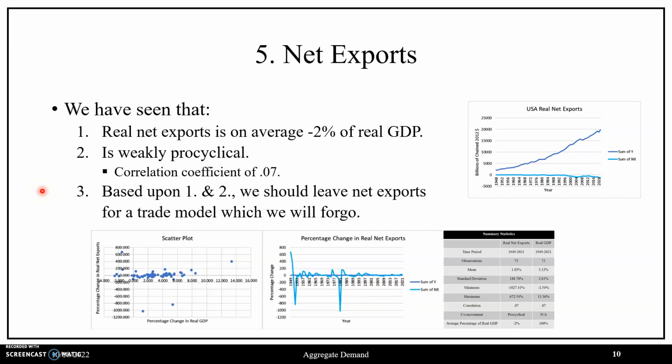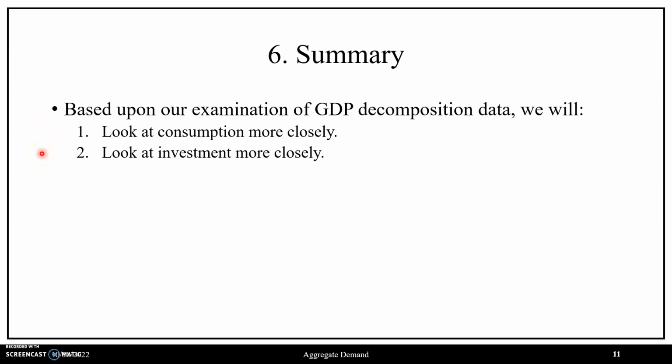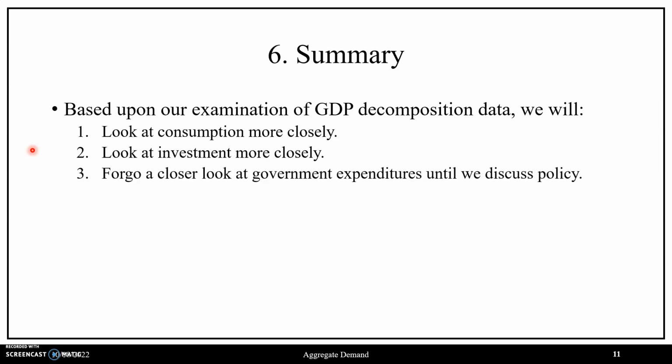However, if we were to look at net exports a bit more carefully, what we would do is develop a trade model by incorporating a second economy in our ADAS model, but as mentioned, we will forego this approach. So to summarize what we saw in terms of our GDP decomposition data, we'll look at consumption and investment a bit more carefully, in that they are sizable portions of real GDP and are strongly procyclical, in that if there's a change in one of these accounts, there will be a sizable change in real GDP, which is our evidence for these two accounts being major sources of demand shocks in an economy.